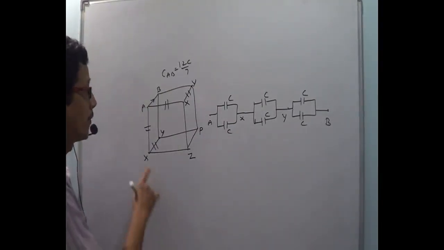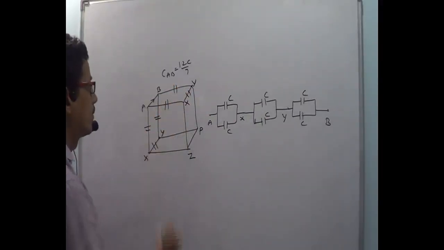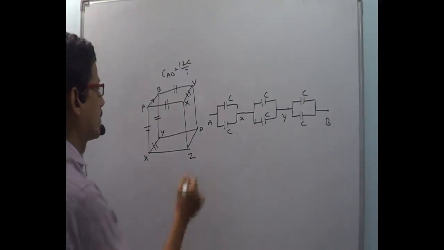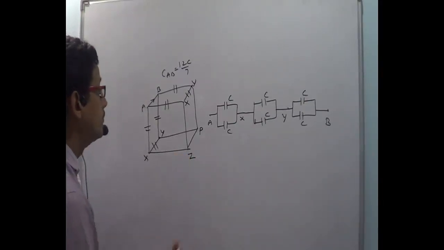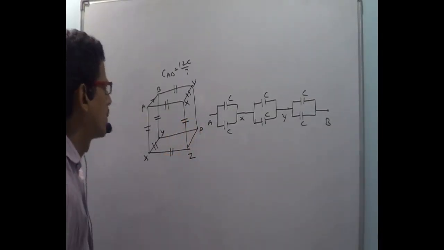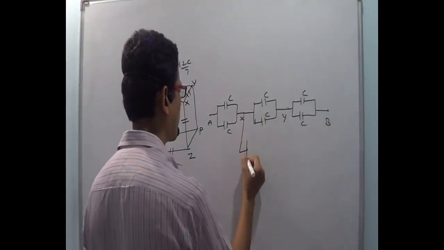Next, between X and Z, this we have already taken. Between X and Z, how many are there? This one is there and this one is there. Okay, between X and Z, two capacitors.